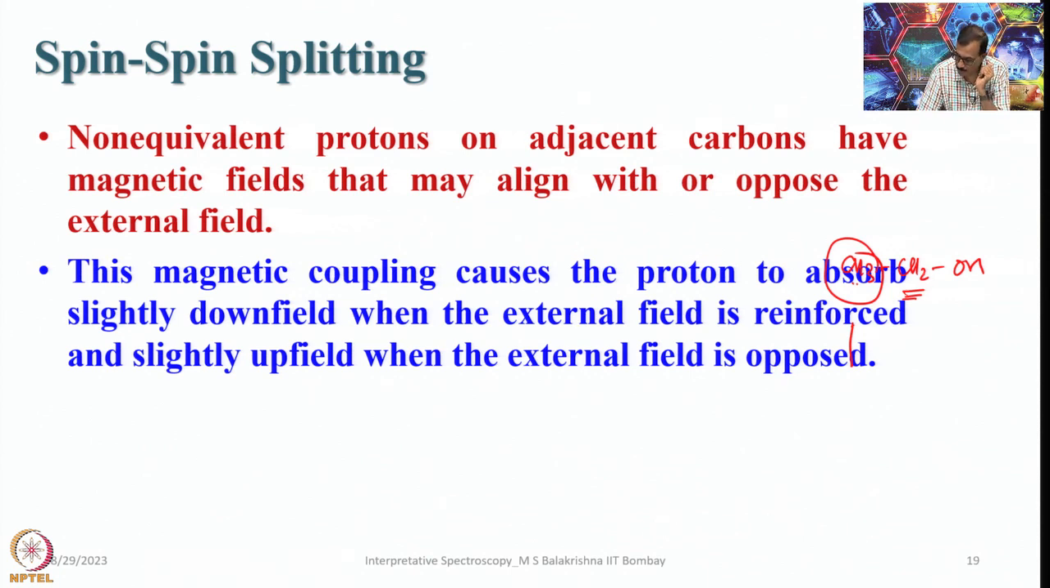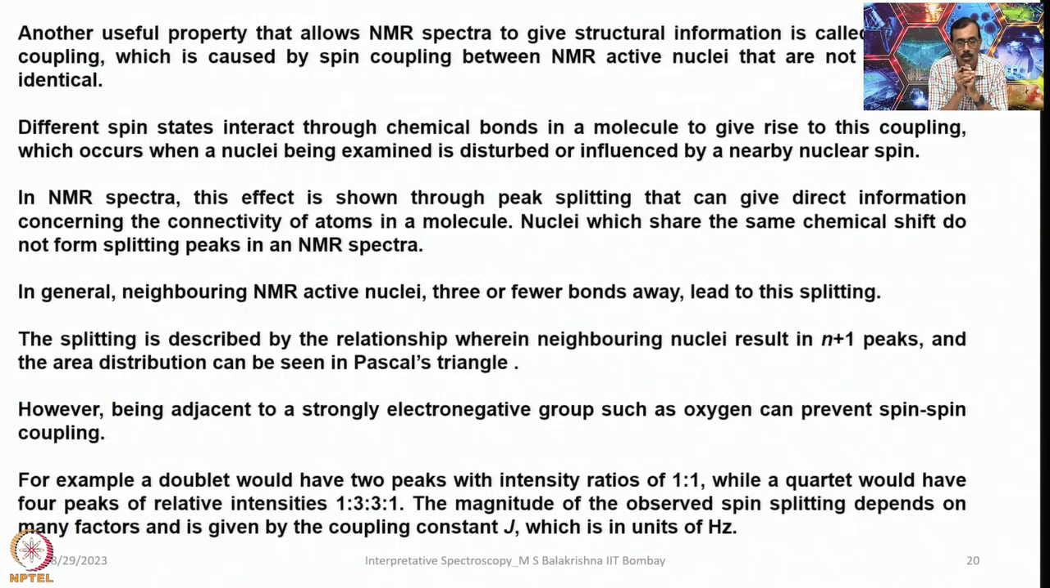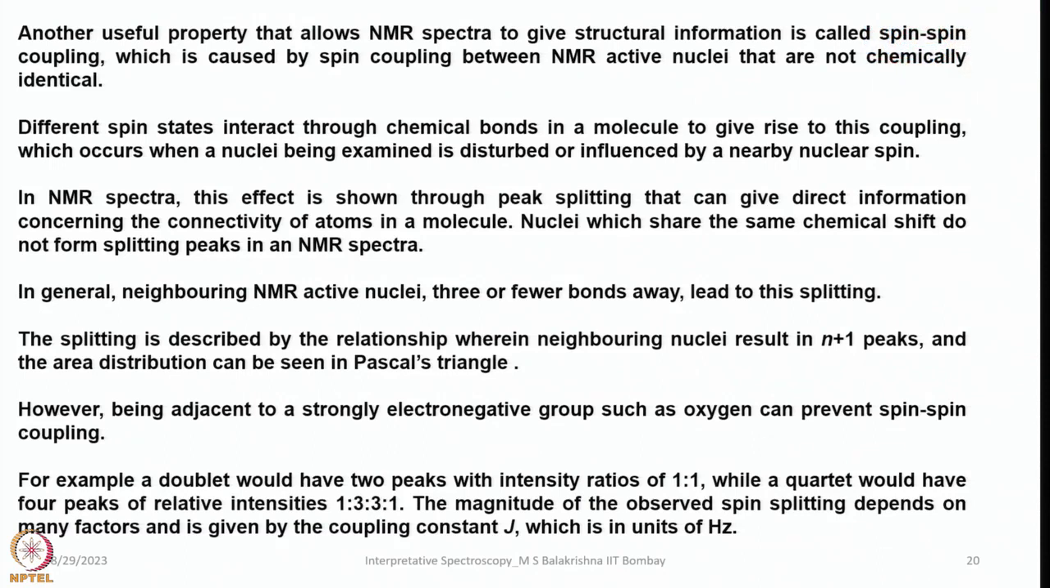Whatever magnetic field they generate can be oriented one way or the other. If it is like this, the signals are more deshielded, and if it is like this, shielded. So this is how they can influence, and all possibilities should be considered, so the signal is split. Now I am giving some more details about spin-spin splitting. Another useful property that allows NMR spectra to give structural information is spin-spin coupling, which is caused by coupling between NMR active nuclei that are not chemically identical.